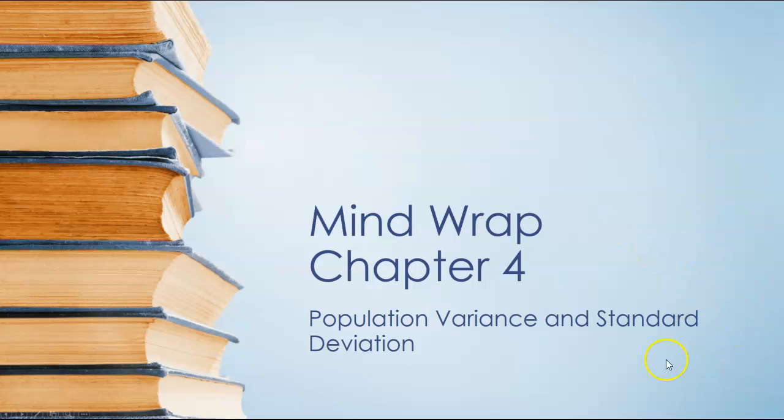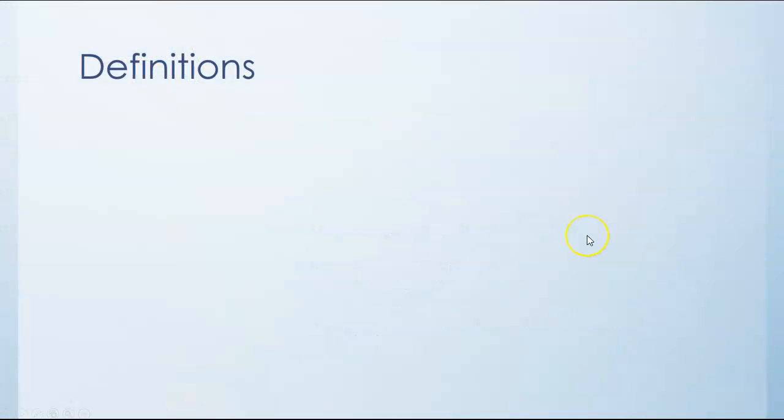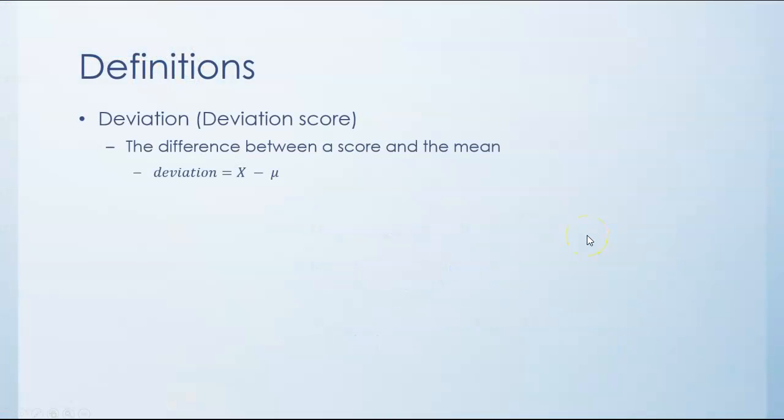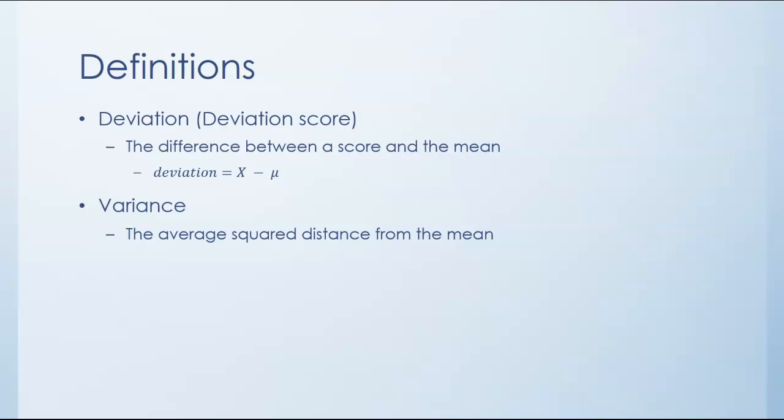Alright, so let's actually talk about this and talk about how we're going to calculate this. So we do have a couple definitions. The difference between the score and a mean is called the deviation, to make sense of how far away a score value is from the actual mean. When we find the variance, we do the average squared distance from the mean. Basically, what that means is we're going to take all of those deviations, the score minus the mean, and we're going to square them, add them all up, and divide them by however many pieces of data we have. That's how we do our averages.